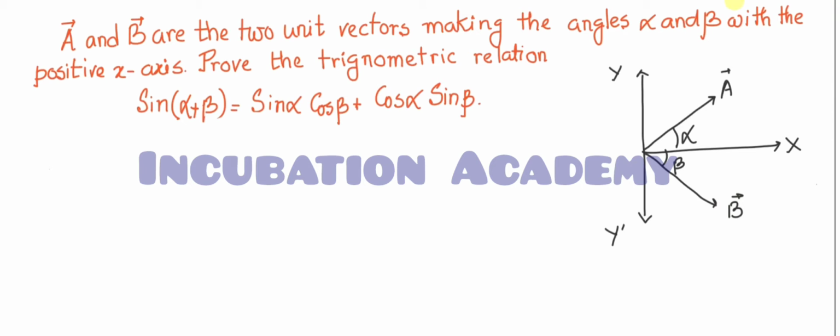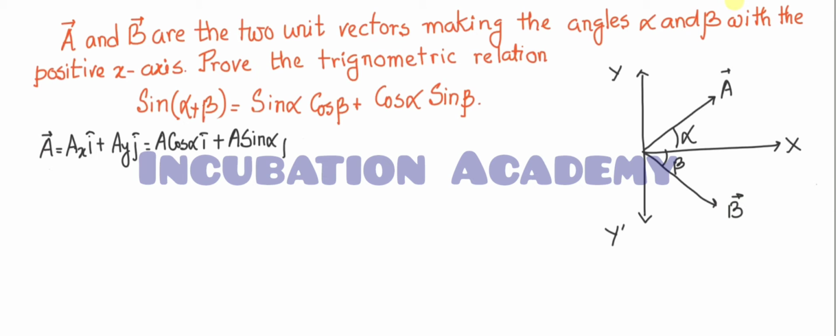So the cross product, if I do, that is a cross b. Before that we have to write it down. What is a? A is ax i cap plus ay j cap. What is ax? Obviously since the a vector makes an angle alpha with the positive x-axis, ax is a cos alpha i cap, and ay is a sin alpha j cap. So this is the thing.